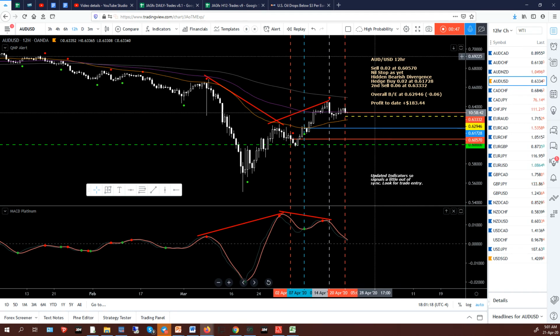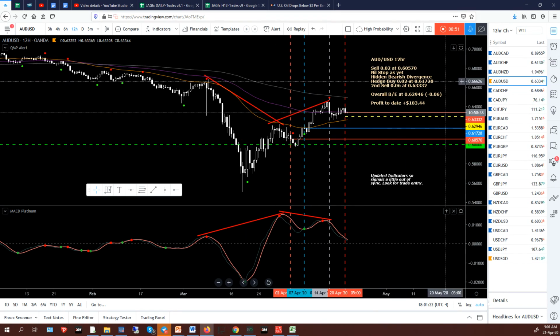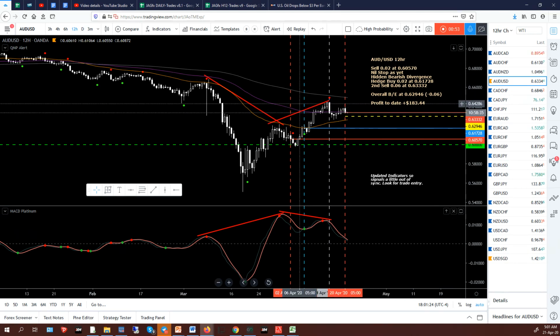Okay, we'll start with the Aussie USD. You can read my notes here. You can pause the video and read. Normally I work from left to right or top to bottom down, so you've probably seen a lot of my videos.